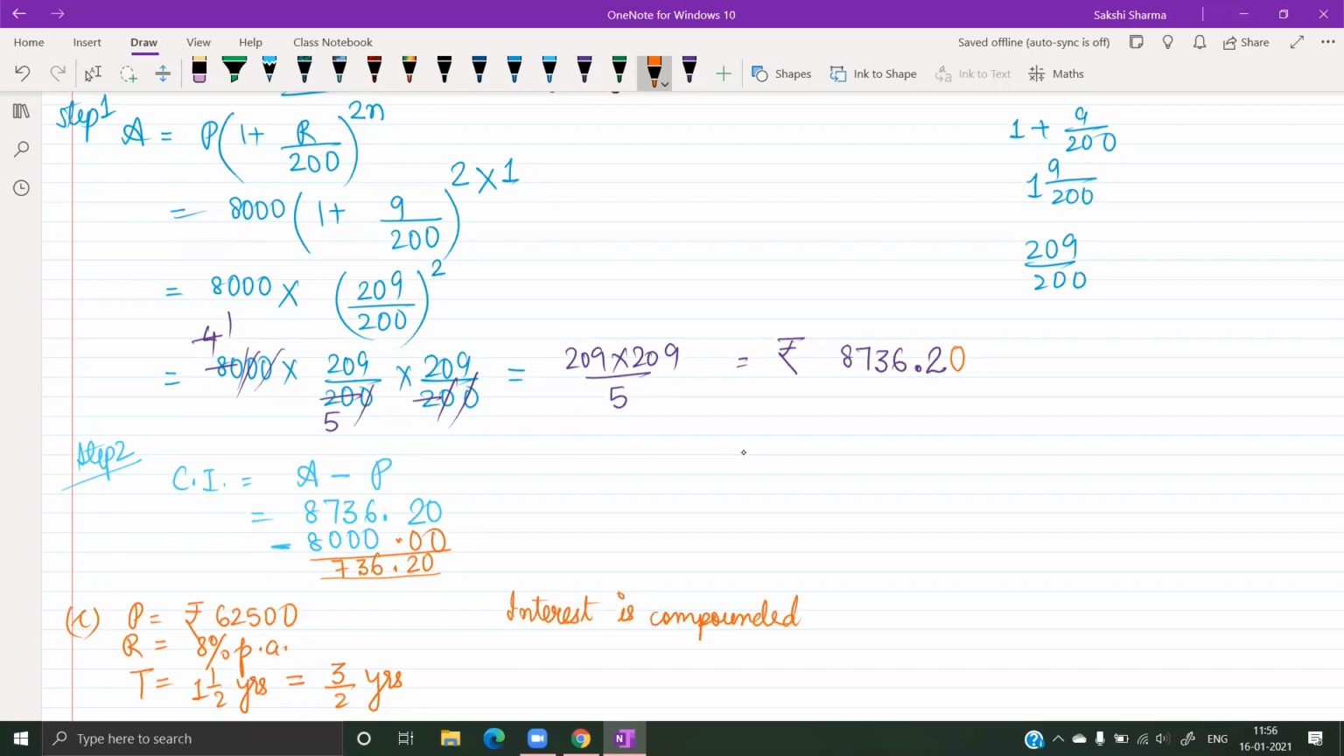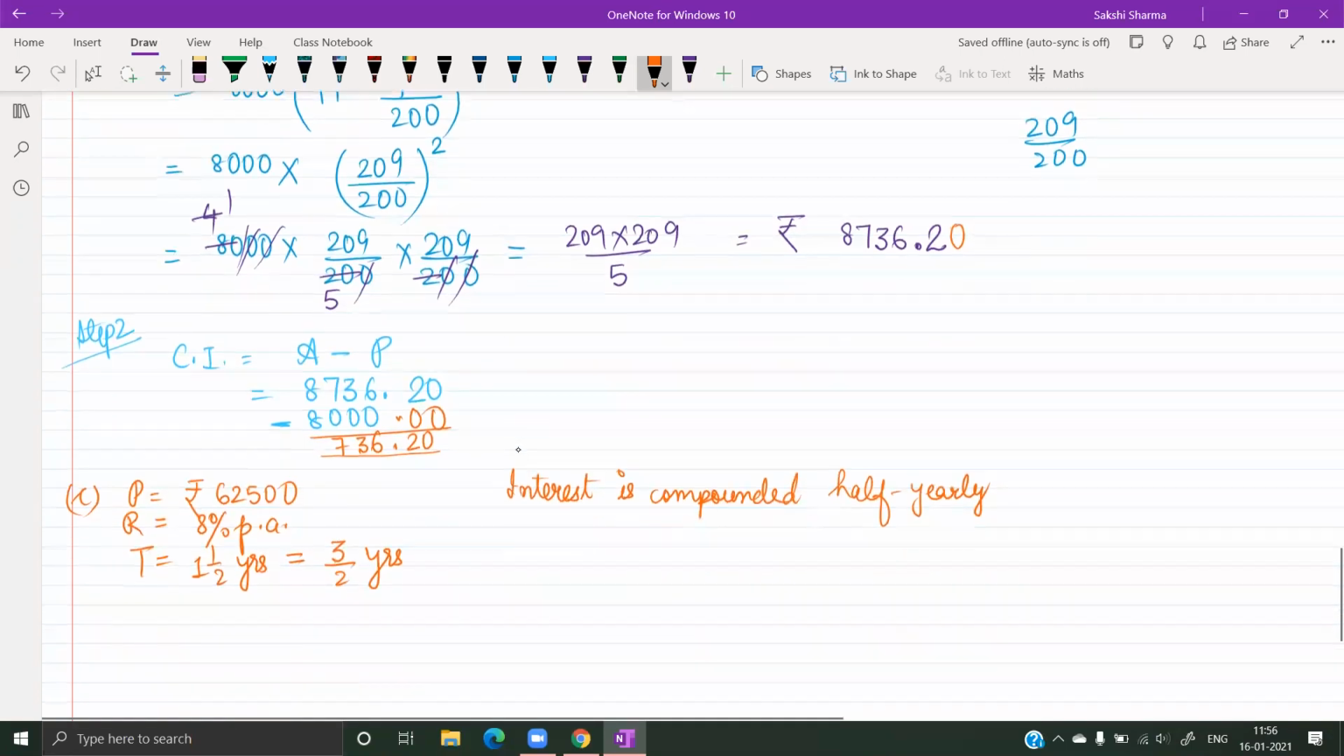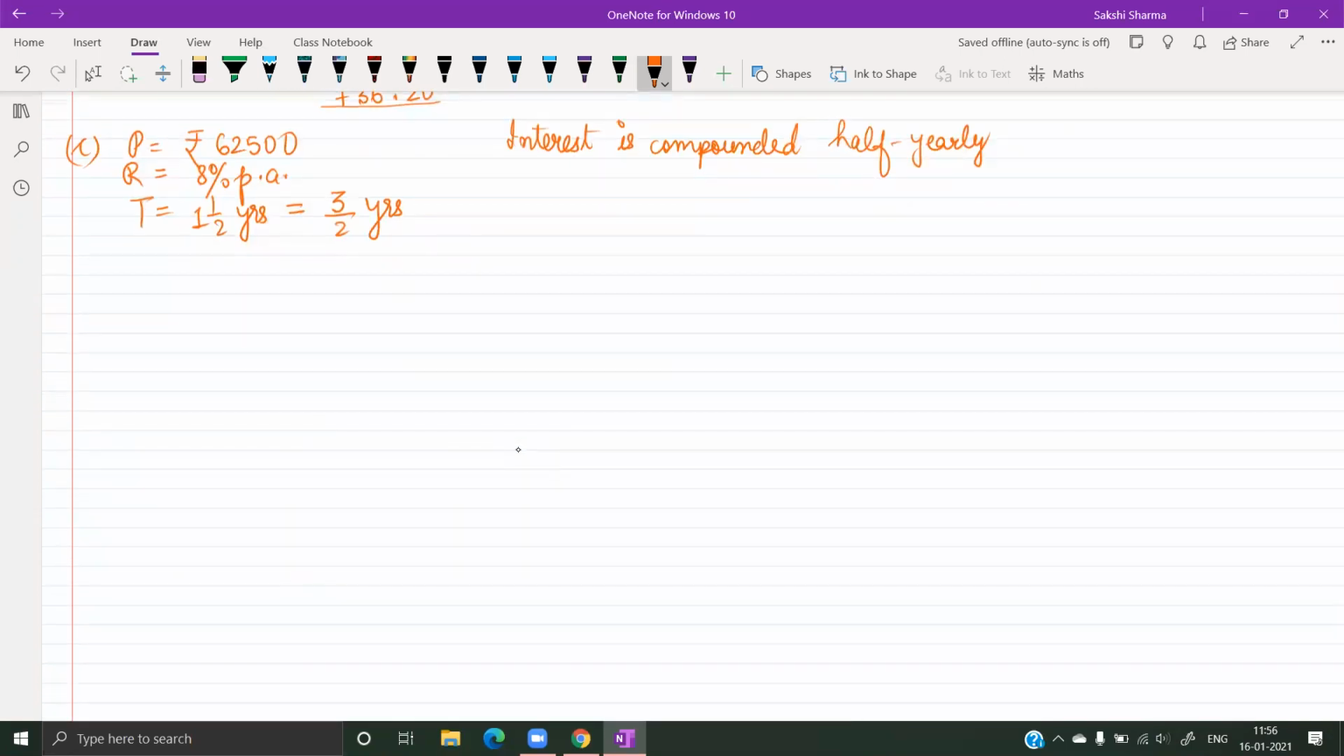Anyone who's writing down the answer for C part, D part? Anyone who's writing the answer for D part? This is the one I'm asking you to do on your own.